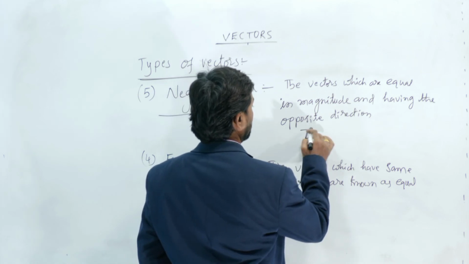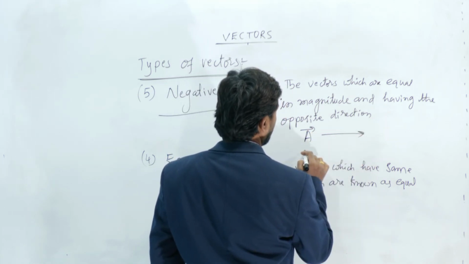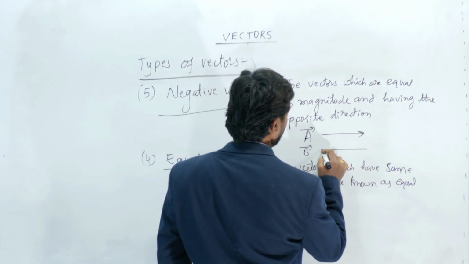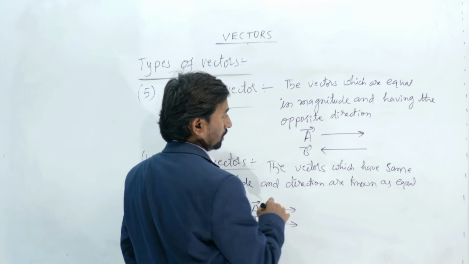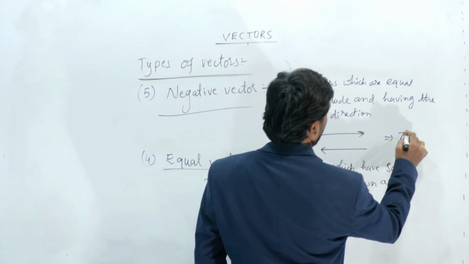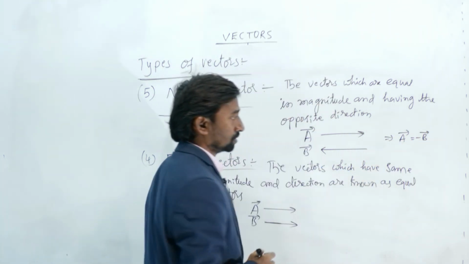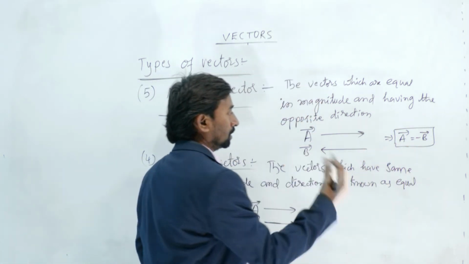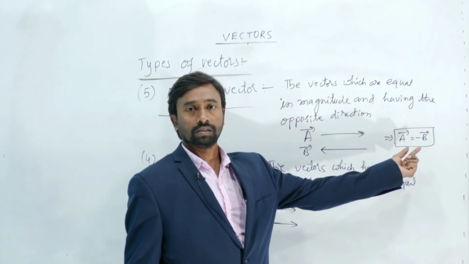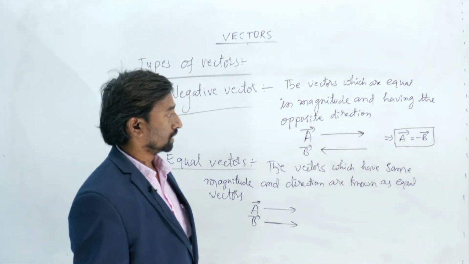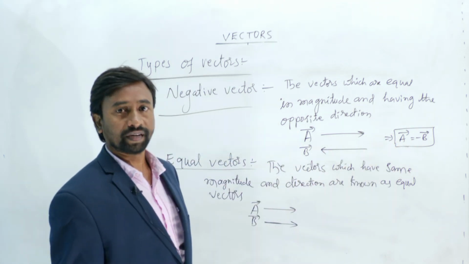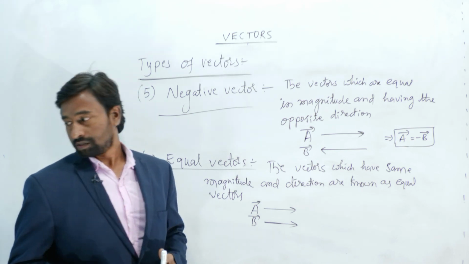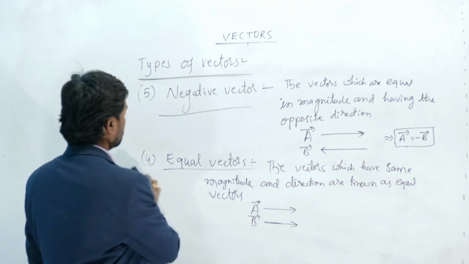Suppose let us consider here a bar, it is in this direction, and b bar is the negative vector. If b bar is the negative vector of a bar, then it is equal in magnitude but in the opposite direction. So here we can write a bar is equal to minus b bar. It can be represented like this equation. They are equal in magnitude but in opposite direction. This minus indicates that the vector is in the opposite direction. Okay, so that is about the negative vectors.